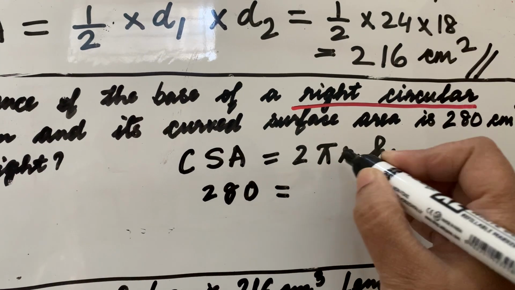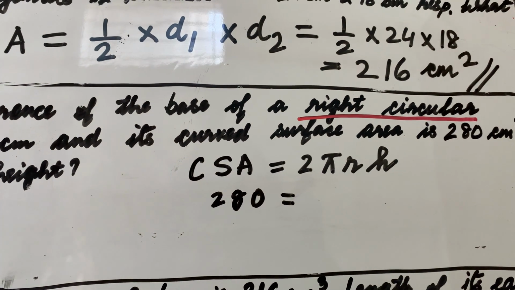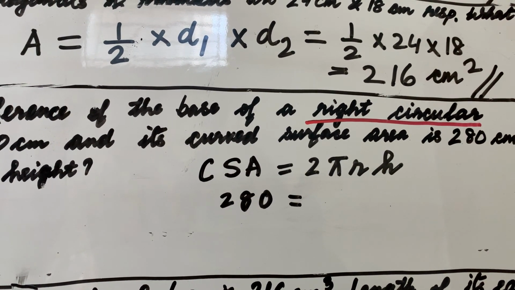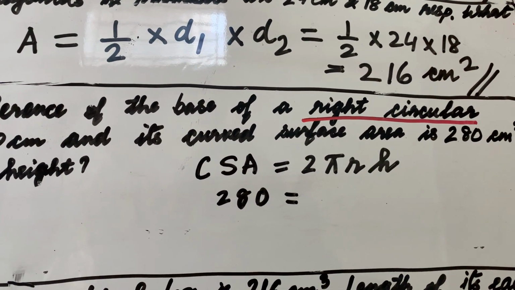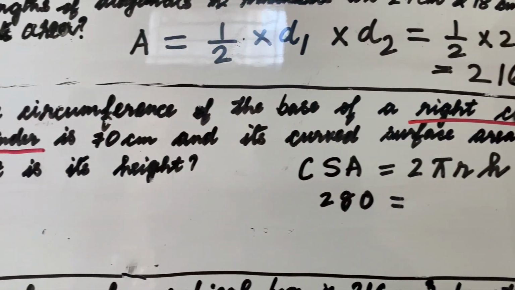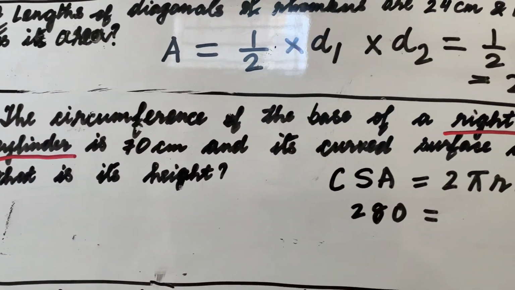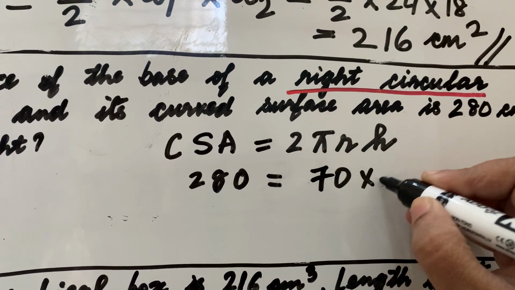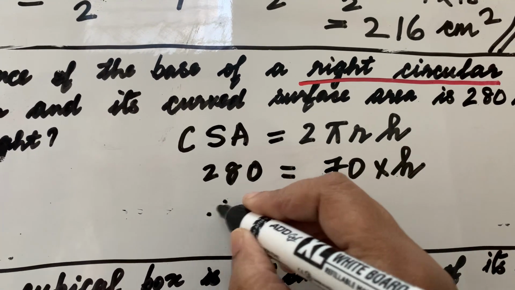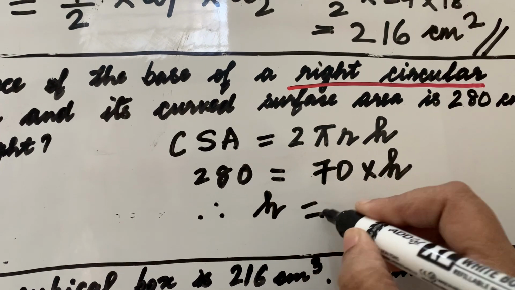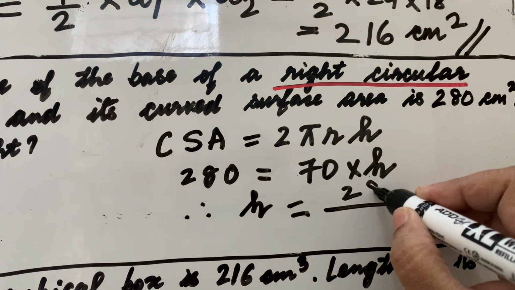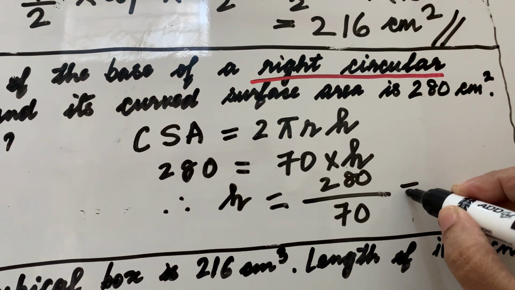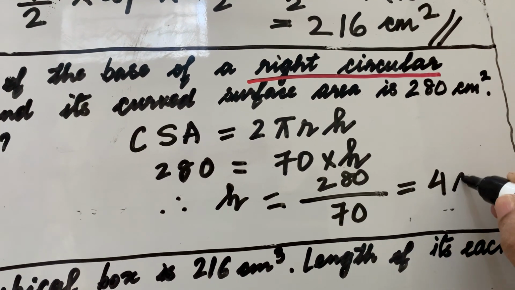As you know, the circumference of the circle is 2 pi r, and in this case it has been given as 70 centimeter, into h. So therefore h becomes 280 by 70, which is 4 centimeter.